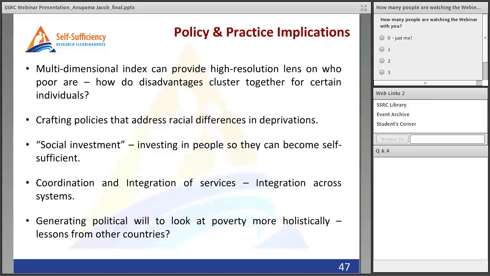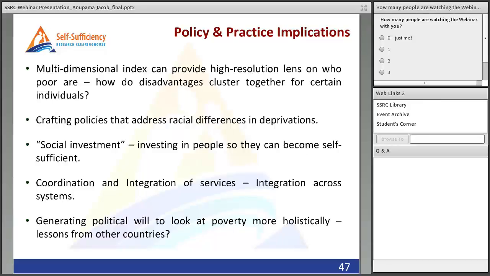Noting differences in racial profiles of poverty can also help us craft policies that target the identified disadvantages for different groups and encourage critical evaluation of one-size-fits-all type policies. Also, social policy now increasingly places emphasis on self-reliance. Multidimensional measures can help us reflect on how to design policies that invest in people and enable them to develop the capacity, or capabilities, to become self-reliant without necessarily stripping away their dignity.